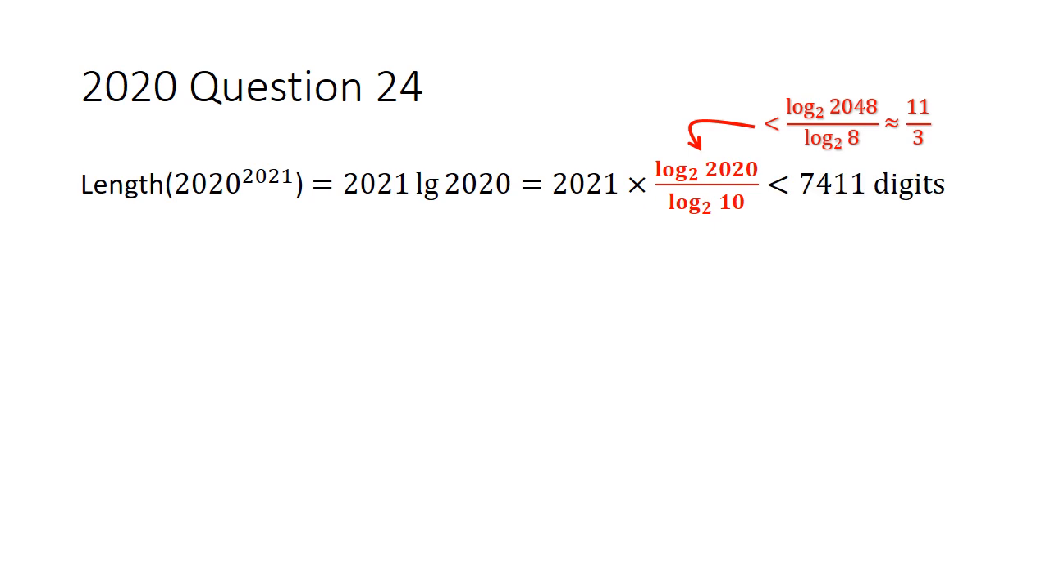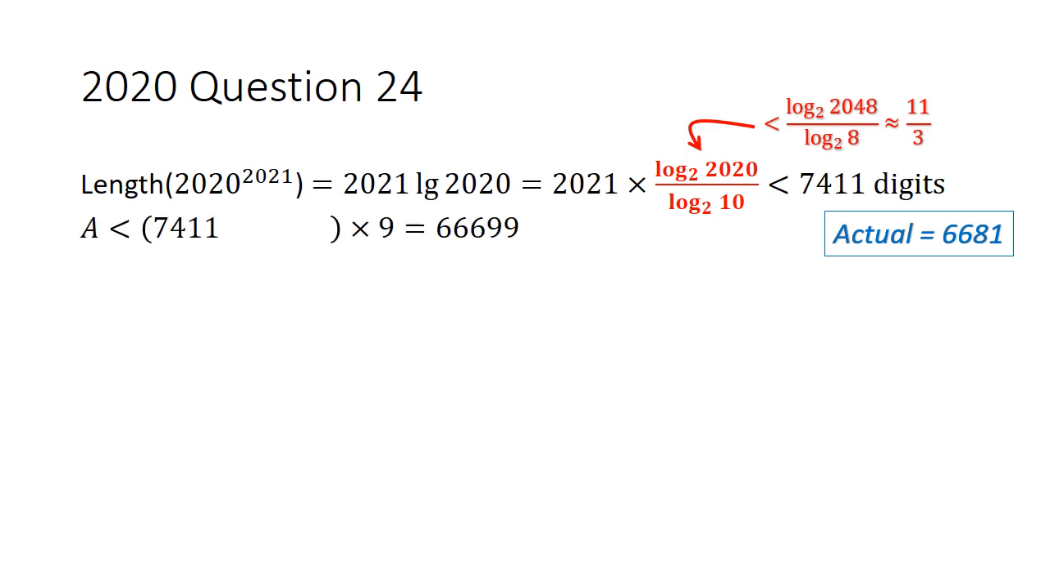And the entire length of this number will be less than 7,411 digits. These are all estimates. If you actually key it into a calculator, it would be 6,681 digits long. So our estimate of 7,411 is a pretty good one. Now that we know that A has at most 7,411 digits, we could just assume that all the digits are 9. But we can do something better than that, because we know that 2020 ends with a 0. Therefore, if you raise that to the power of 2021, it's going to produce a number ending with 2021 zeros. And all these zeros won't count to the digit sum.